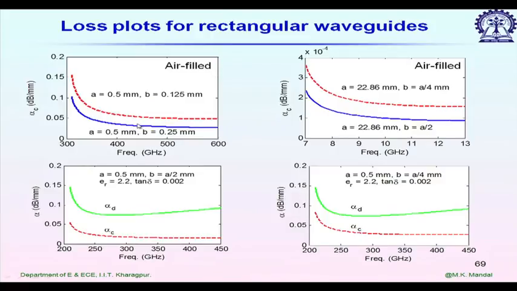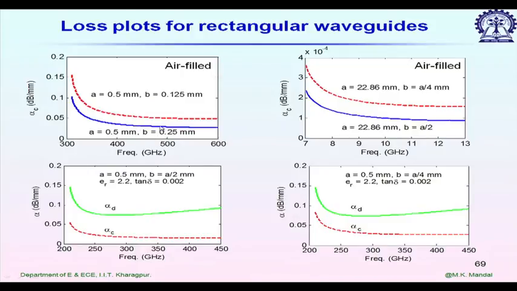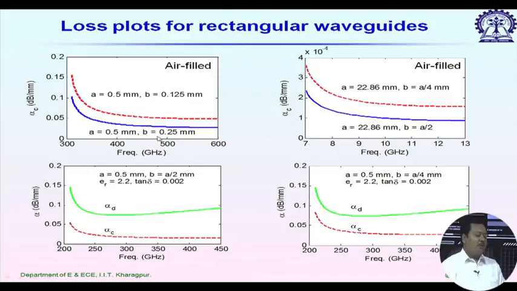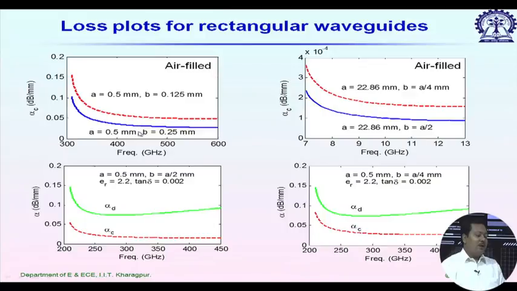If I compare this value with printed lines like microstrip or CPW, it will be at least 20 to 50 times higher than rectangular waveguide. It can be a few dB per millimeter at these 300 gigahertz or 400 gigahertz frequencies. So that is why at terahertz frequencies we cannot use printed line.